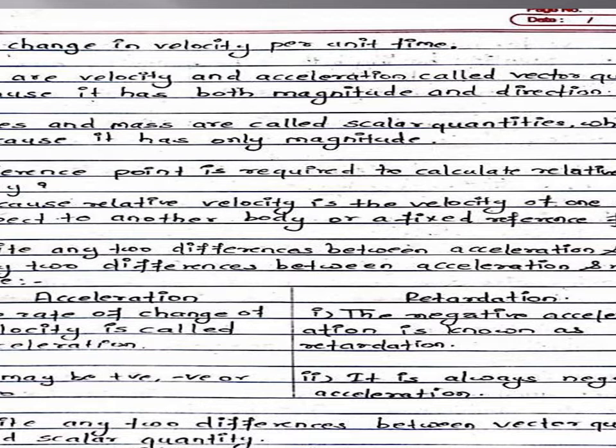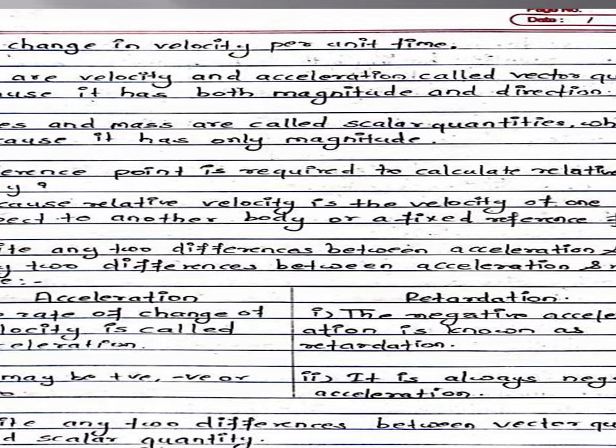Another one is, write two differences between acceleration and retardation. Acceleration means the rate of change of velocity. Retardation means negative acceleration. Now acceleration may be positive, negative or zero. As already discussed, it is a vector quantity, so it may be positive, negative or zero. The types of acceleration are positive acceleration, negative acceleration and zero acceleration. The negative acceleration, that is retardation, is a type of acceleration, so it is always negative.